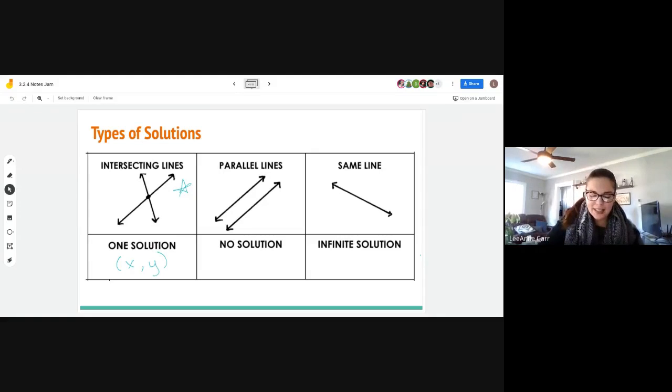But there are two less common scenarios that you might run into. These are kind of our special cases. They don't happen as often, but they do happen sometimes, so we have to know what to do with them. The parallel lines. So if you have two lines that don't intersect, let's think about this. Our solution to a system is where the two lines cross. If the lines never cross, we can't have a solution. So if you encounter two parallel lines, you're going to write no solution, or you can write DNE for does not exist.